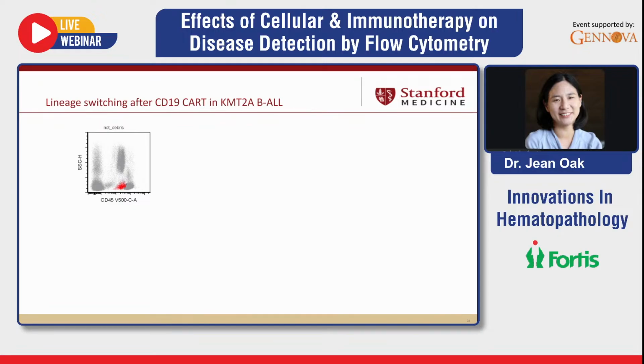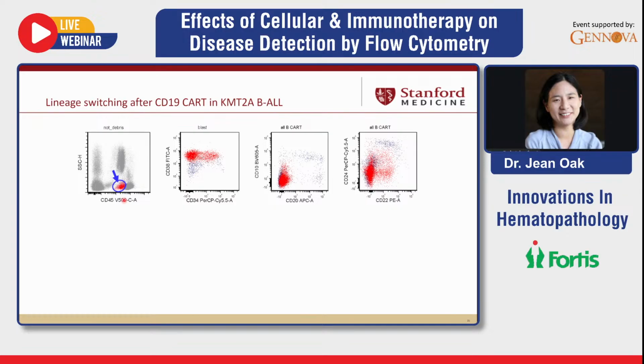So here's a patient who got treated with CAR19. We had KMT2A BALL. You can see there's a very prominent blast population on the 45 side scatter plot. If you gate on these blasts, you see that they're largely blast-ish things. They don't have a whole lot of 34, and oddly they're also negative for 10 and 20, and negative for 24 and 22. So being able to catch this population is going to be quite difficult unless you went back to the usual blast gating on the 45 side scatter gate.